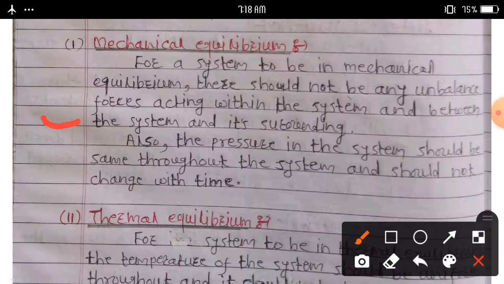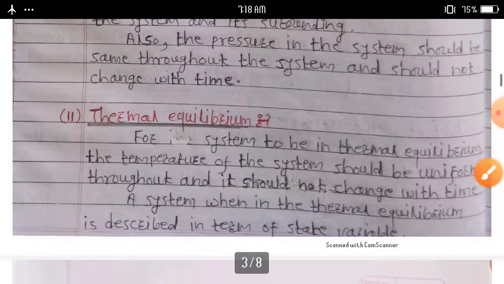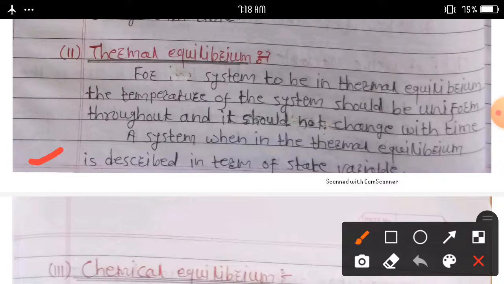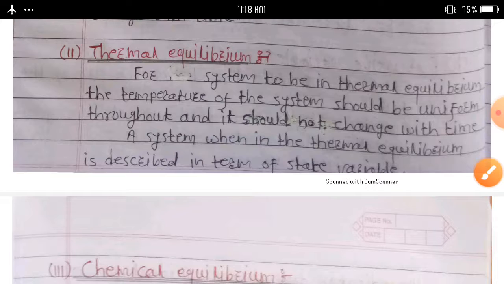Next one, thermal equilibrium. For a system to be in thermal equilibrium, the temperature of the system should be uniform throughout, and it should not change with time. A system in thermal equilibrium is described in terms of state variables.